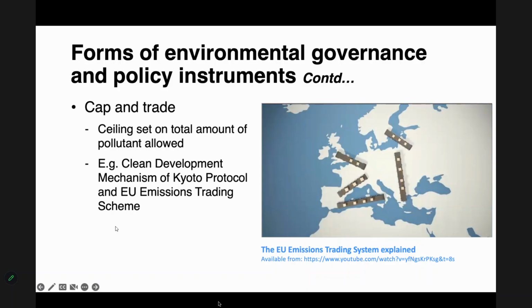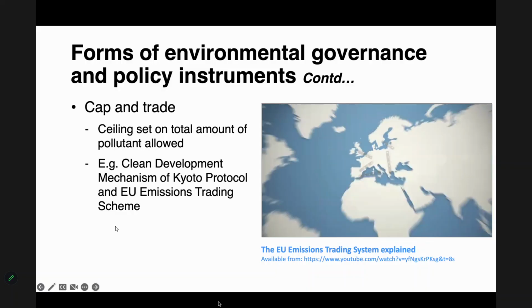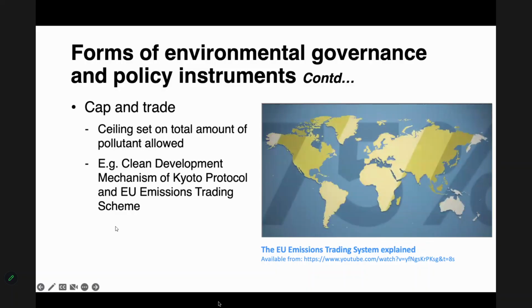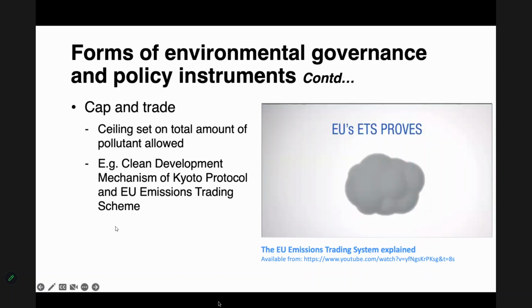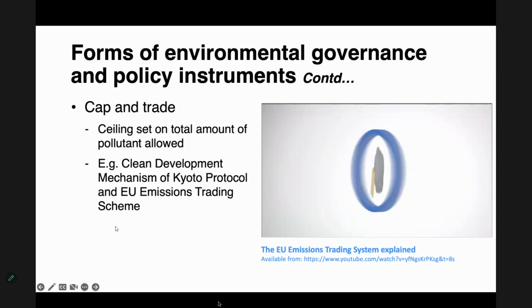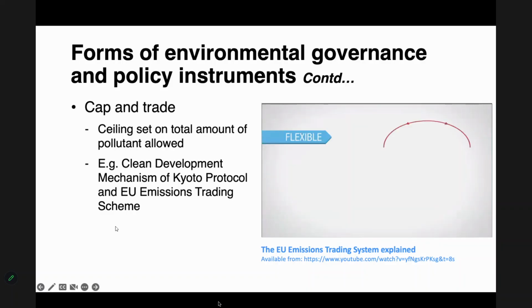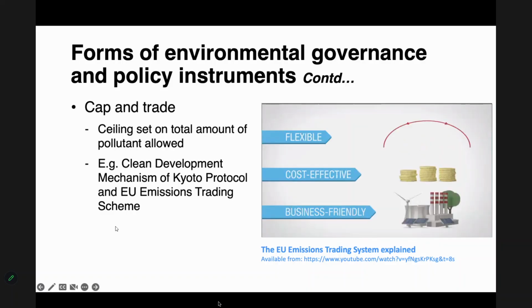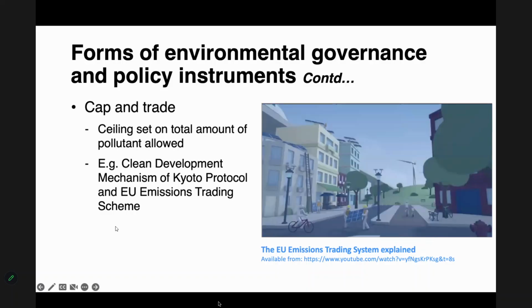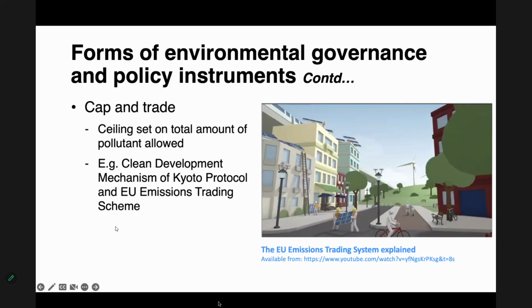Today, this cap and trade system covers around half the EU's emissions and more than 3/4 of the international carbon market. Interest is growing among business and government leaders around the world. The EU's ETS proves that putting a price on carbon is possible and makes economic sense. This flexible, cost-effective, and business-friendly approach is helping the EU move faster toward a low-carbon, greener future.